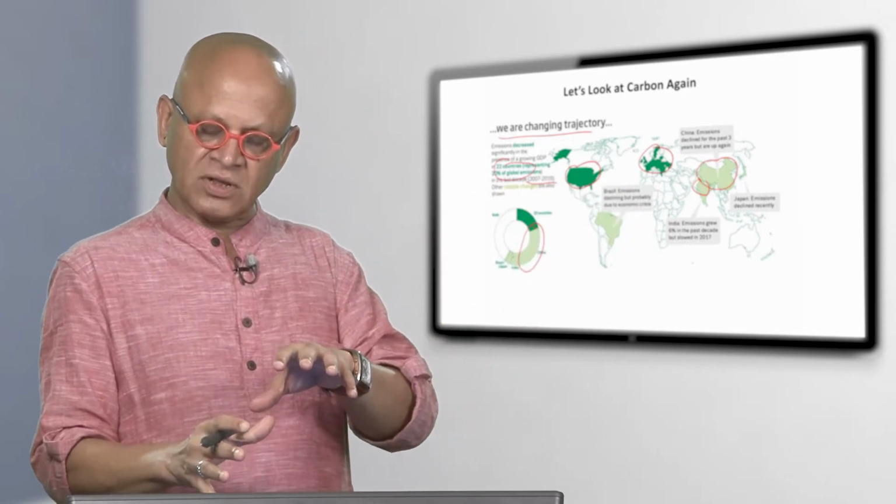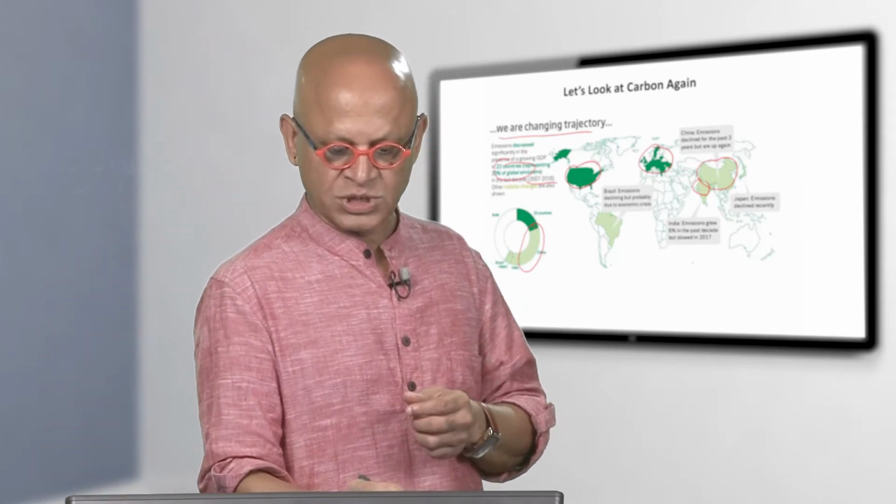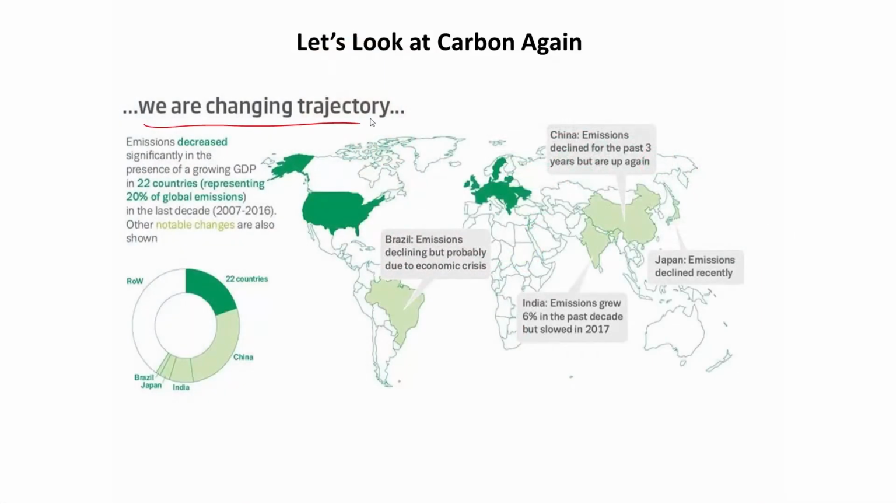We will revisit carbon and then conclude this chapter. So, we are essentially changing the trajectory of carbon. Obviously, if you look at the emissions over 2007 to 2016, just as an example, there are many countries where the emissions are actually decreasing, but they represent a huge fraction of the global emissions, and there are other players who are becoming more dominant like China, India, Brazil and so on, but still they are a small fraction.